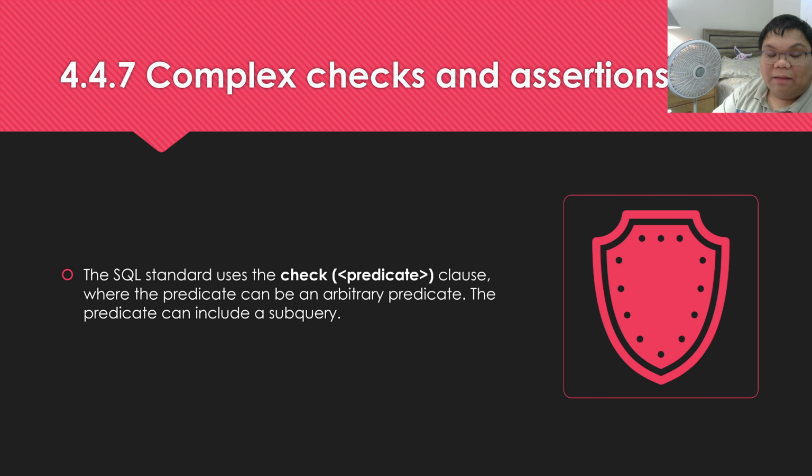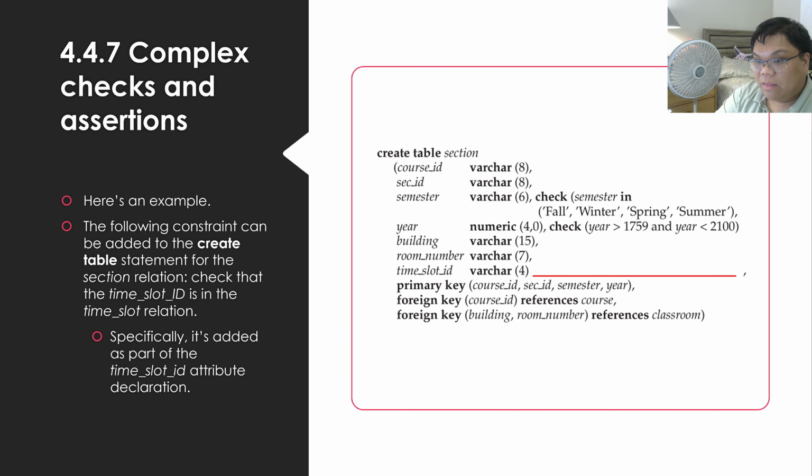Alright, so this is going to be the last section in 4.4.7 before I talk about the homework 1 answers. This is going to be a lot more complex because we're going to build an assertion from the ground up, and it is pretty complex. The SQL standard uses the check predicate clause, where the predicate can be an arbitrary predicate, and the predicate can also include a subquery. So here's an example.